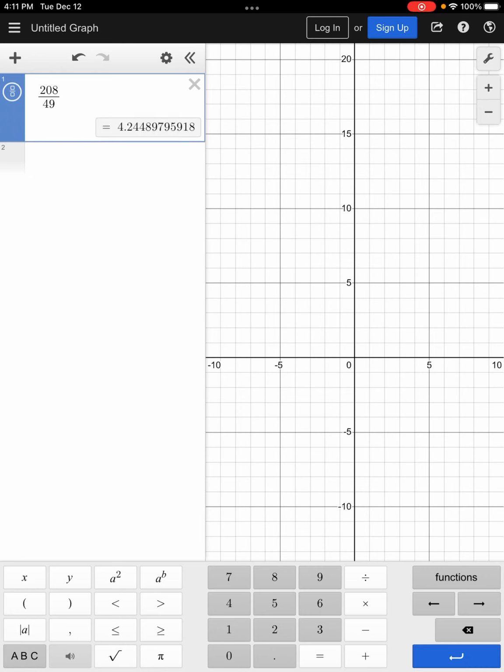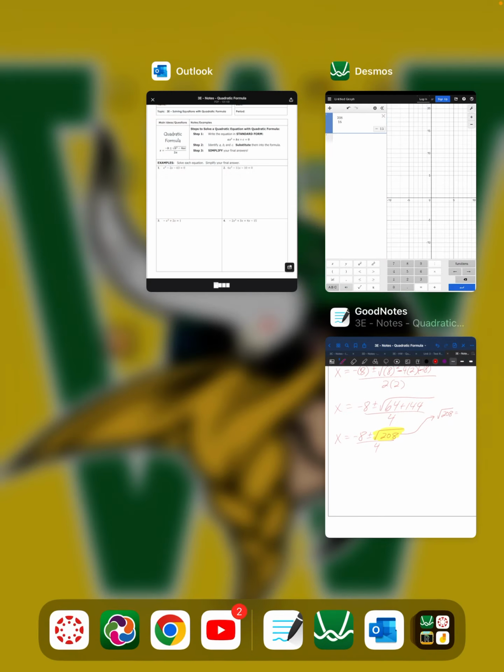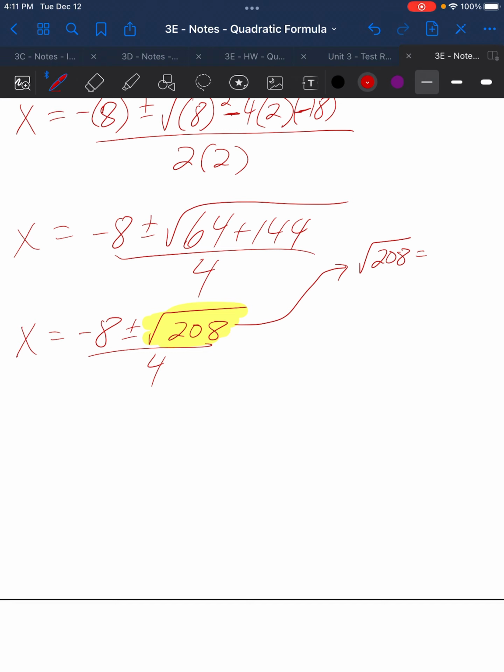Nope. Perfect square. Next one lower, 64. Nope. 49. Nope. 36. Nope. Not 25. I know that. What about 16? Yes, 16 and 13. Perfect. So this is going to end up being the square root of 16 times 13, which is going to be 4 square root of 13. So I'm going to replace the square root of 208 with 4 square root of 13 over 4.